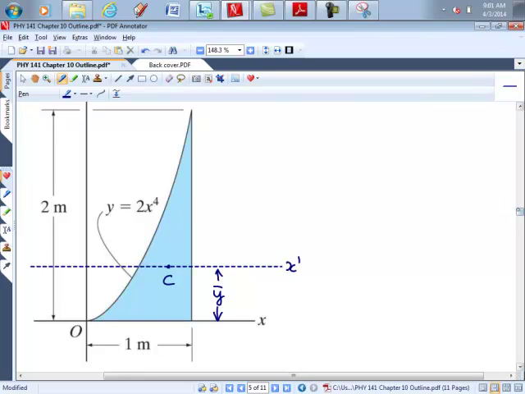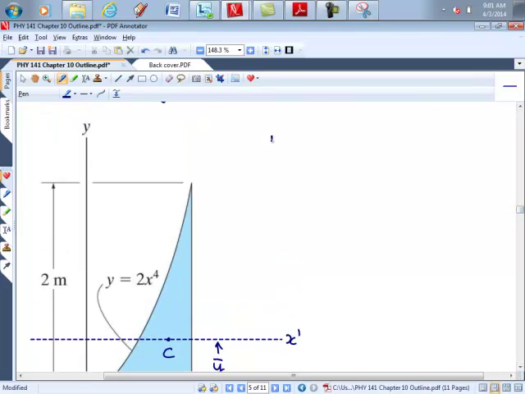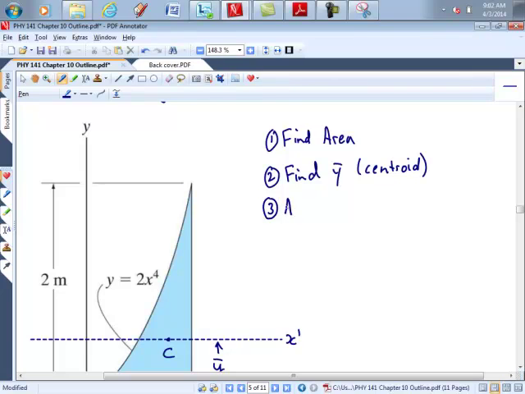All right, so let's first find the area, because we're going to need to find it to find the centroid anyway. Then we're going to find y bar, the centroid. And third, apply the parallel axis theorem.